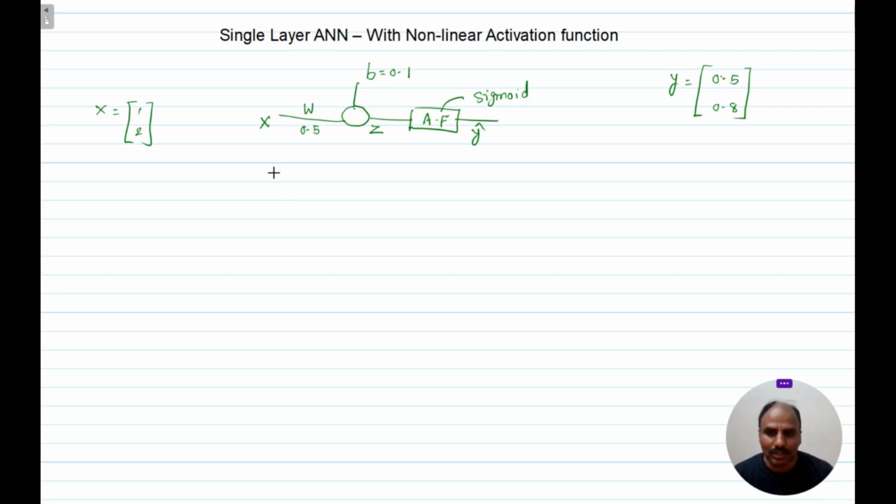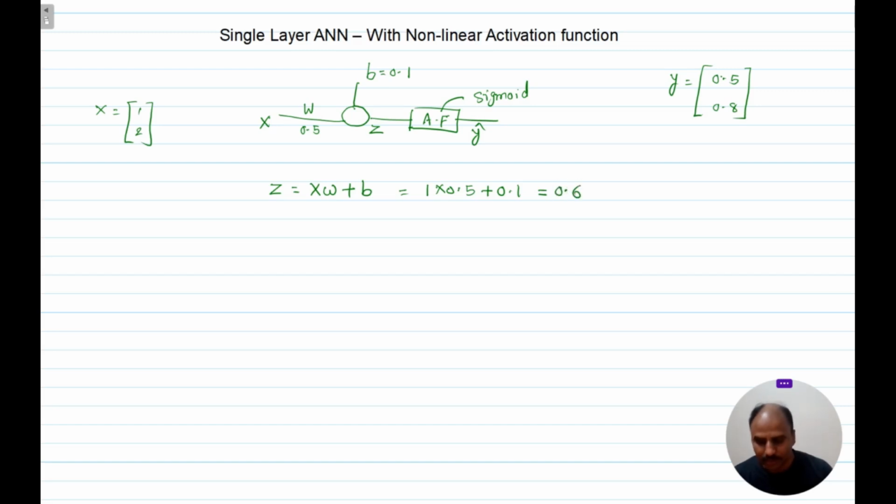Before going to this, all of you know that Z can be represented like this: Z equal to XW plus B. Here I am not considering x1 and x2, only for better simplicity I am taking a single input. So x is 1 and w is 0.5 plus 0.1. It will give a total of 0.6, right?